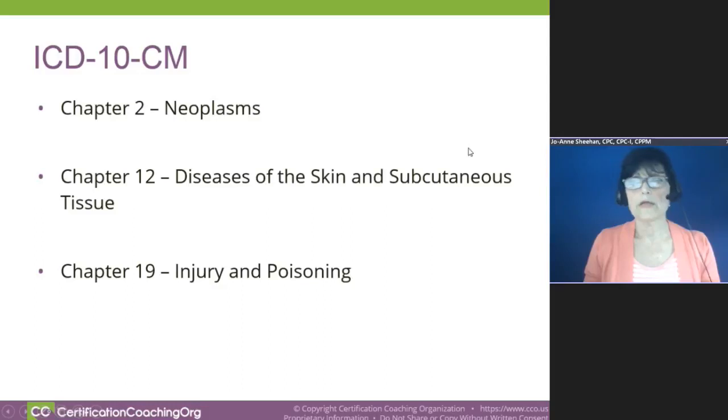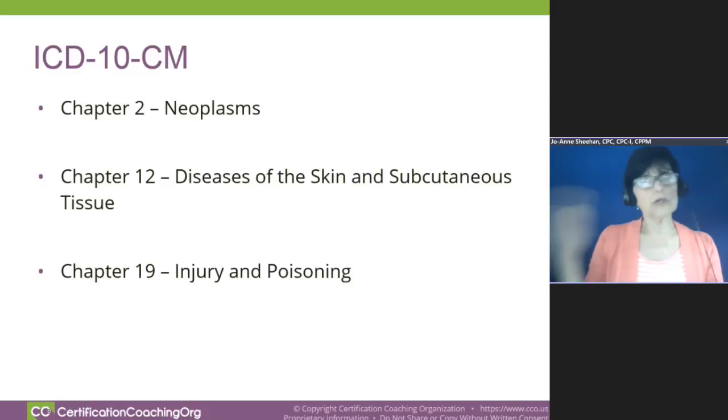Now, in ICD-10, when we're talking about the skin, there are 3 chapters that we will focus on. Chapter 2, which is neoplasms, and that's benign or malignant. Chapter 12, diseases of the skin and subcutaneous tissue. And then Chapter 19, injuries and poisoning. And we will also go through those in the future slides, but these are the main chapters that you would be dealing with.